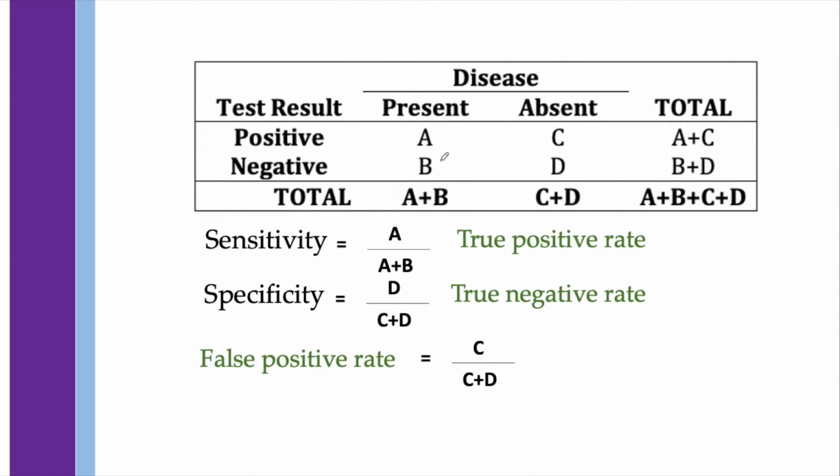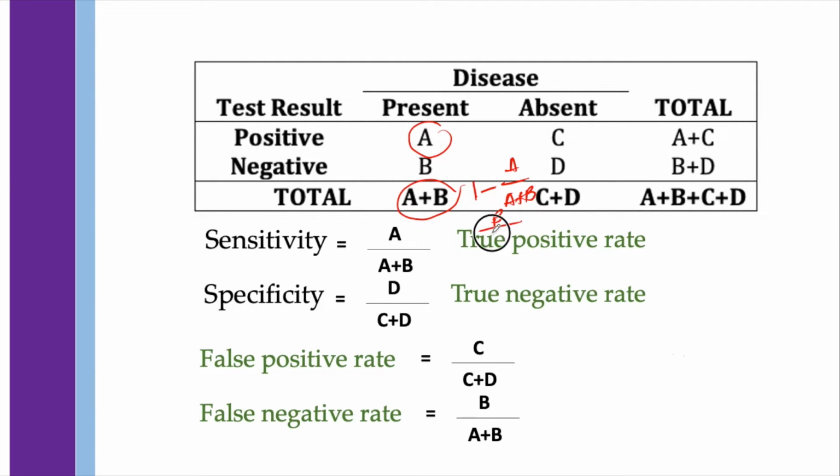On the other hand, since B is the number of false negatives, then dividing it by A plus B will give the false negative rate. So since A over A plus B is the sensitivity, subtracting it from 1 will give us B over A plus B. So 1 minus sensitivity will give us this one. So this is 1 minus sensitivity.